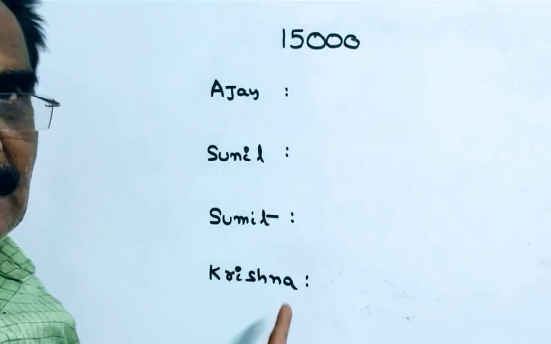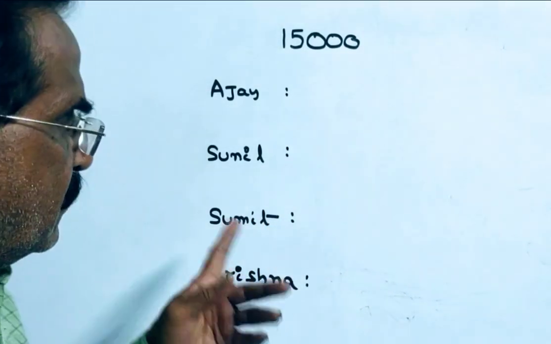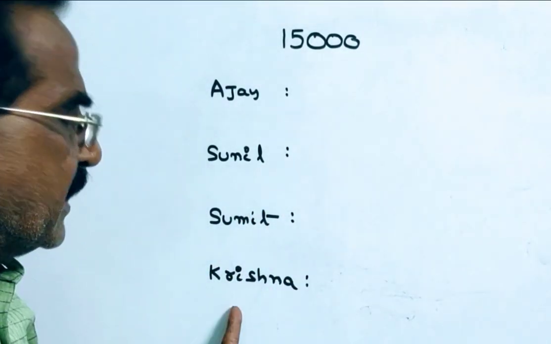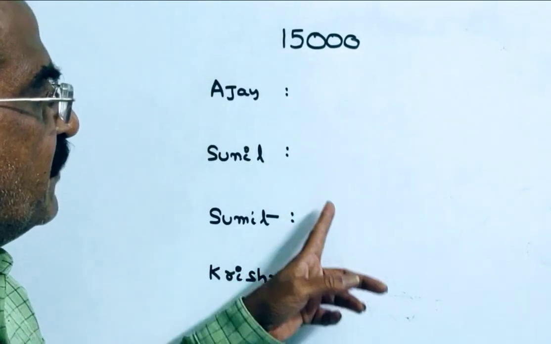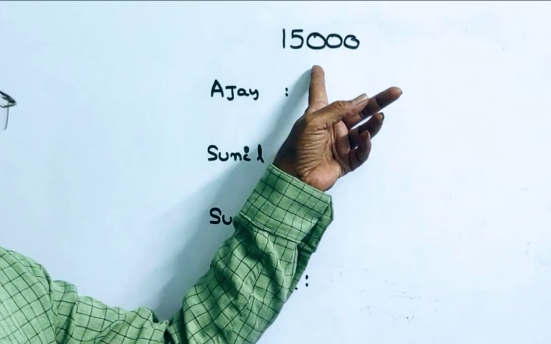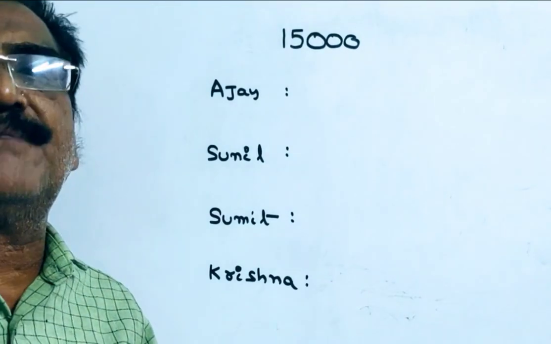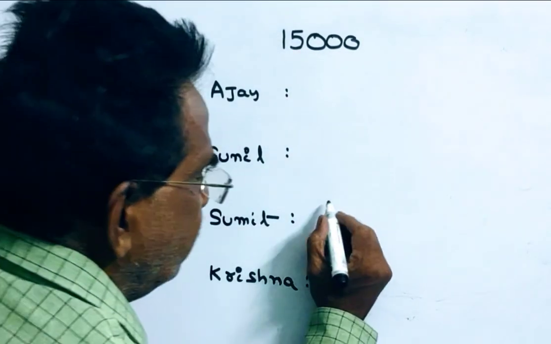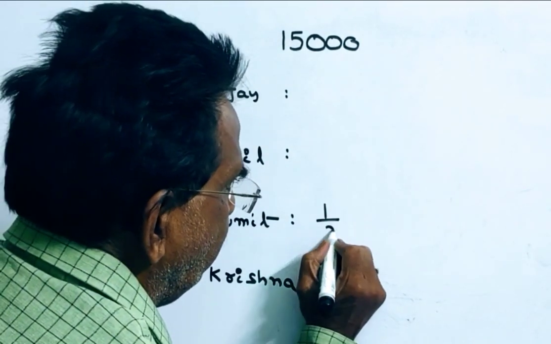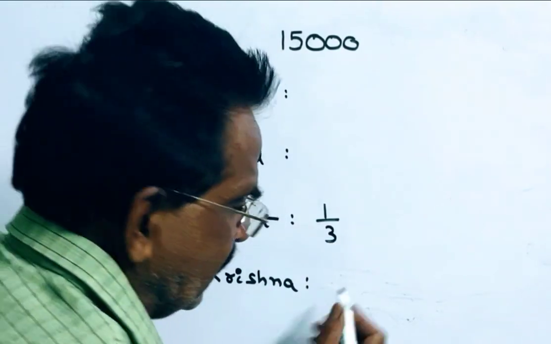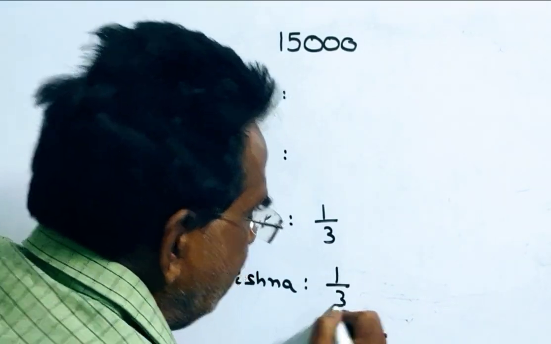So Sumit and Krishna contribute 10,000, which means Sumit 5,000, Krishna 5,000. Friends, 5,000 is what part of 15,000? 5,000 by 15,000, 1 by 3. So Sumit contributes 1 by 3 and in the same way Krishna contributes 1 by 3.